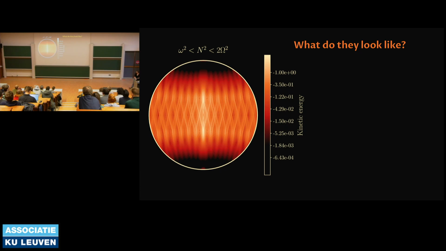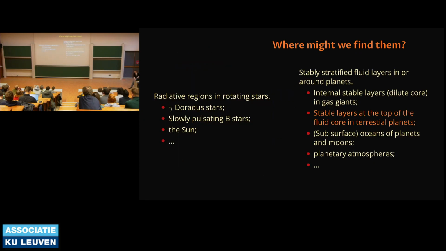Now, where might we find them? I already said, basically in any type of medium where you have density stratification and rotation. So here, you will mostly talk about the radiative regions in rotating stars, and I hope I'm saying this correctly, but that's usually the gamma Doradus stars and the slowly pulsating B stars. But also, for example, the sun has a radiative interior. We can't see in there, but there might be a region where we do have some gravito-inertial waves. And then for planets, wherever I have both density stratification and rotation, I might find gravito-inertial waves. So internal layers in the oceans, in the atmosphere.